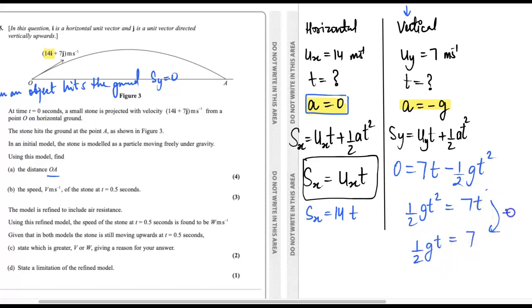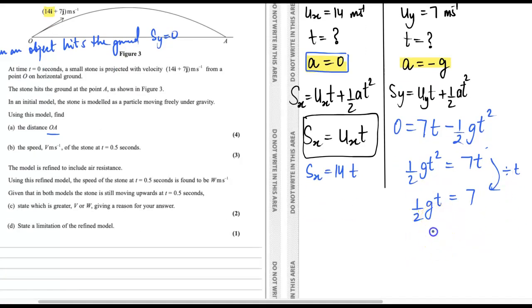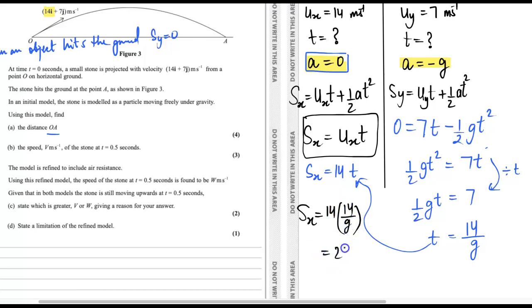What we did, we just divided by t. From here, t is equal to 7 divided by half of g, so it would be 14 over g. If you substitute this value there, we're going to get Sx equal to 14 times 14 over g. Just use your calculator, you're going to get 20 meters. So Sx, which is OA, is equal to 20 meters.